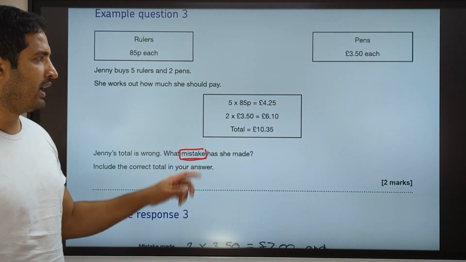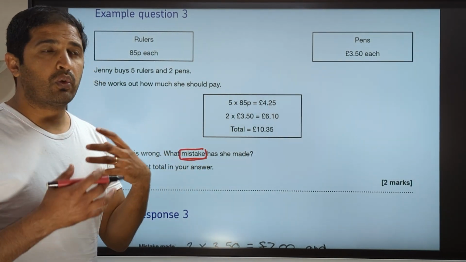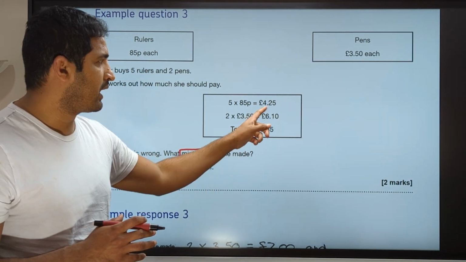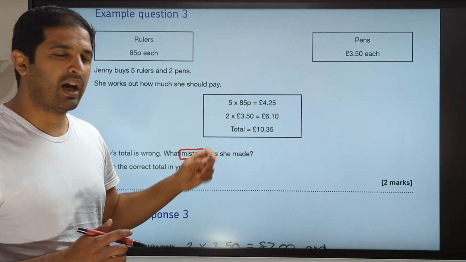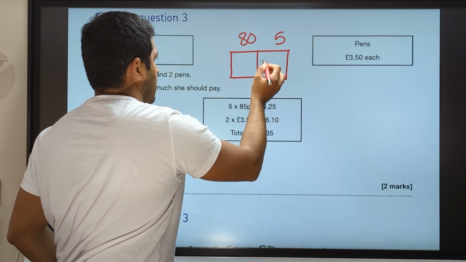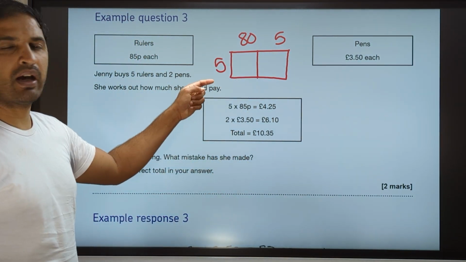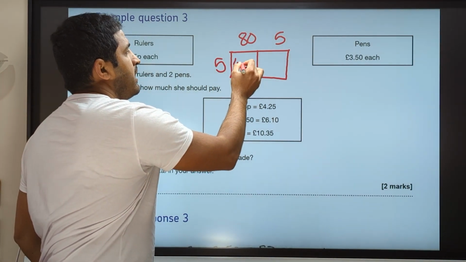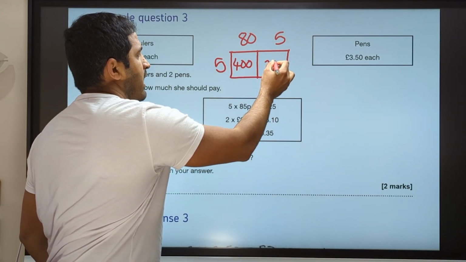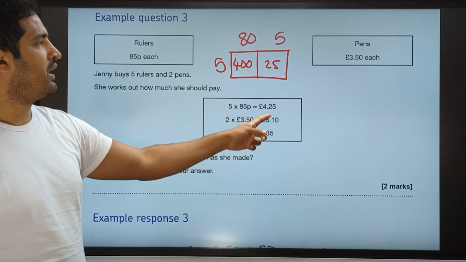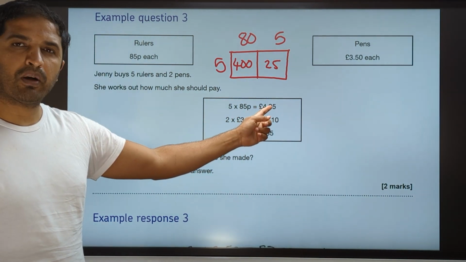So I would go through it to find the mistakes. 5 times 85. I can use the grid method or any multiplication method to work out what 5 times 85p is going to be. So that's 85p multiplied by 5. We get 400p and 25p. So 425p, that's what we get. And this is £4.25.